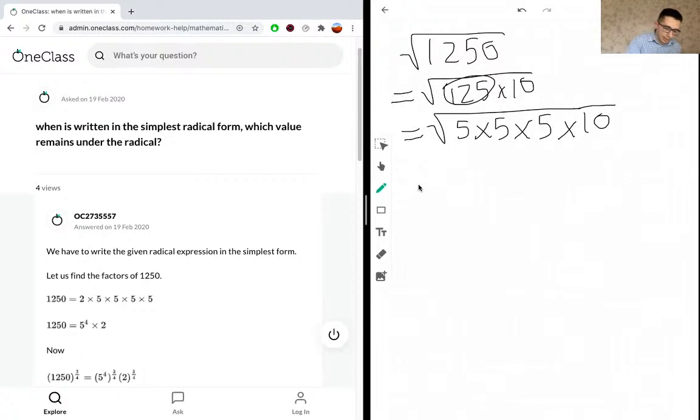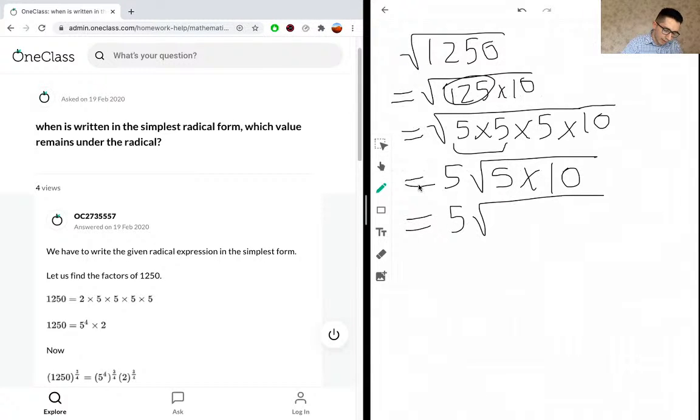So right away, we can see that we have 5 times 5. We can take this out to the front: 5 square root of 5 times 10. And now we can also split up the 10 into 5 times 2 to get an identical 5 term underneath the square root. So 5 square root of 5 times 5 times 2. So now we have two 5s, so 5 times 5 is 25. The square root of 25 is 5, so we can take that out in front. So we have 5 times 5 square root of 2.